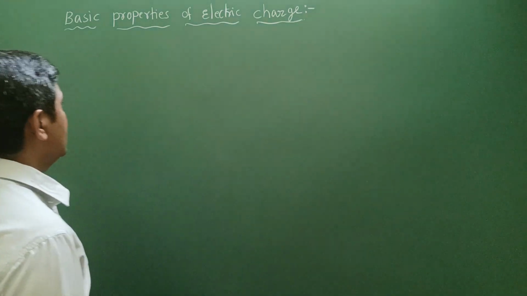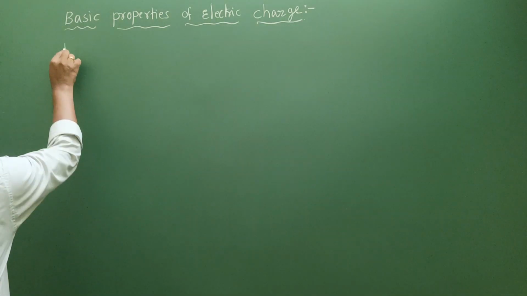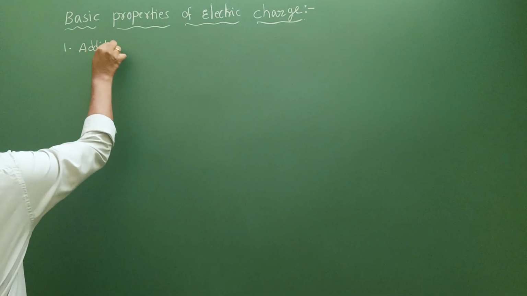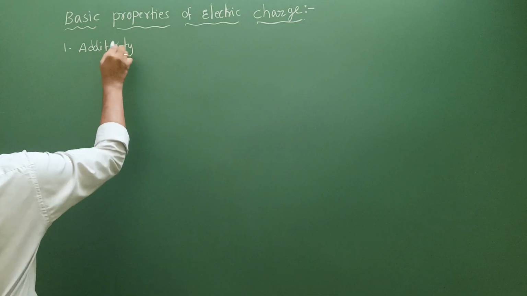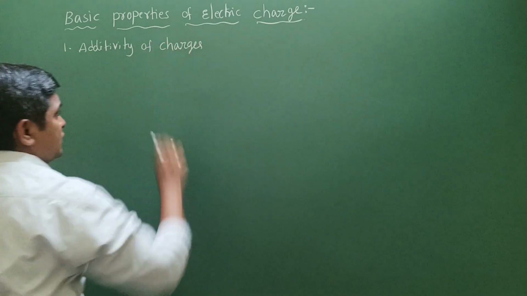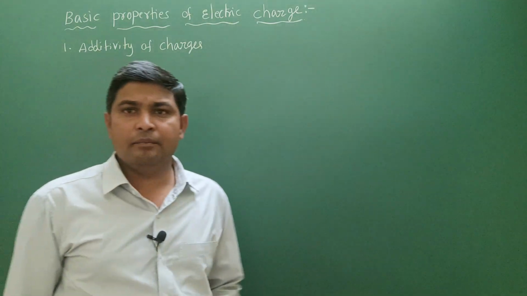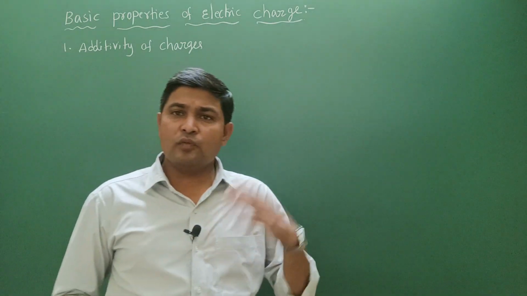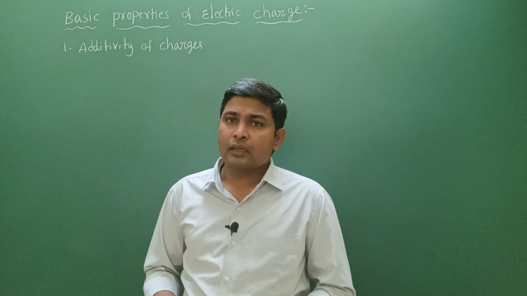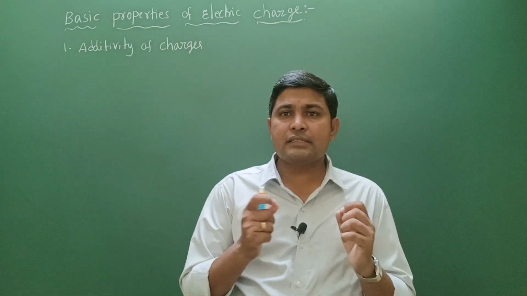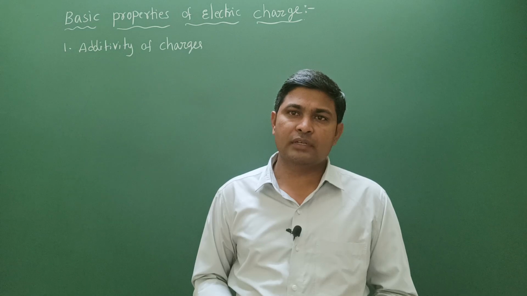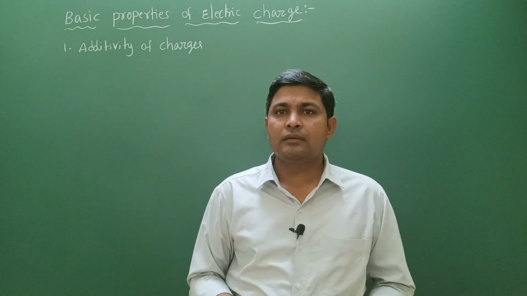So what are the basic properties? First thing is additivity of charges. For example, to remember and understand additivity easily, if there are two masses, suppose 5 kg and 10 kg, what is the total mass? Definitely it is simply 5 plus 10, 15 kg, the total mass. That is additivity of mass.